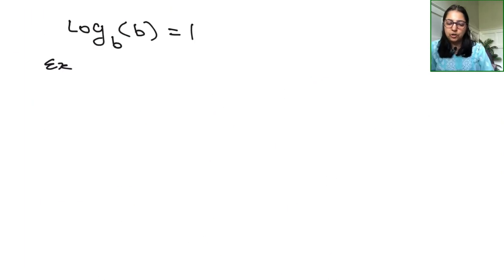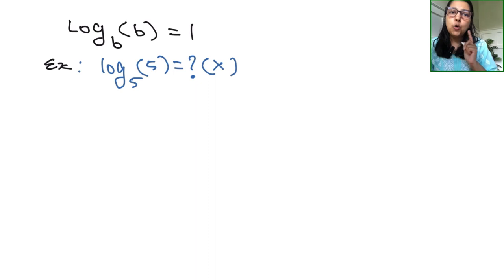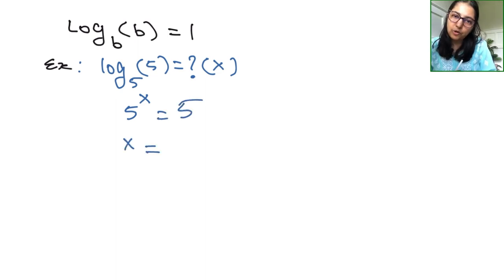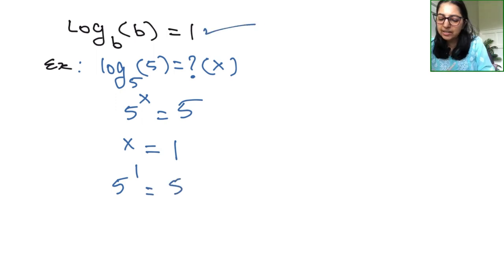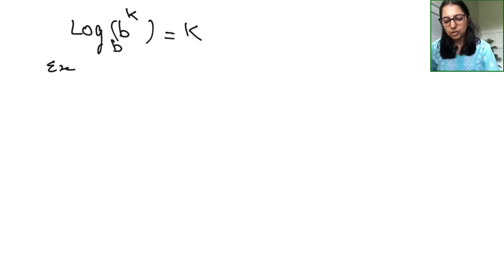Next property, log to the base b of the number b. How do we understand that? Let's say log to the base 5 of the number 5 is question mark, and if this question mark is x, what is it? Again, we are being asked to what number shall we raise the base number to get the same number. The only possible and logical answer is x should be equal to 1, meaning this number should be raised to the power of 1 to get b. And that's the idea here. Once again, as you can see, this is nothing but common logic.